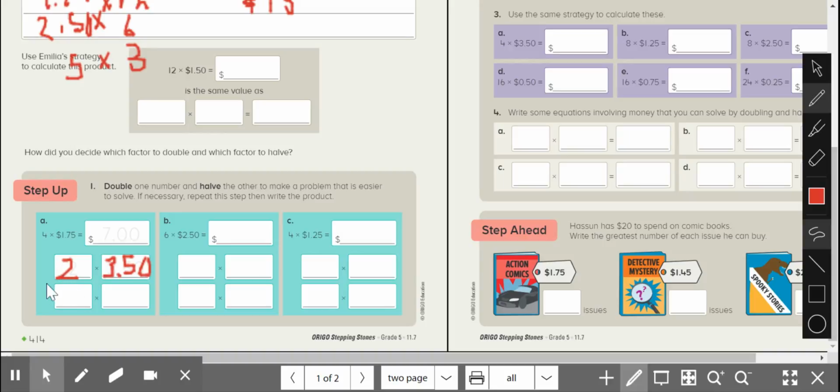Let's go ahead and take it one more step, see if we can make this a whole number. Let's half this and double this. Oh, and look at that. In doing that, we figured out our answer is $7.